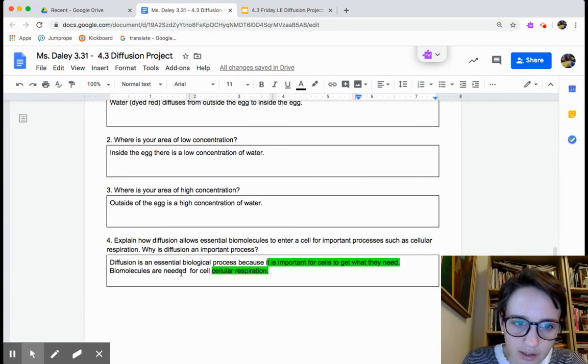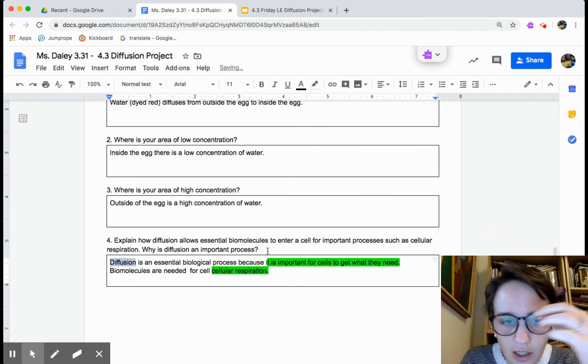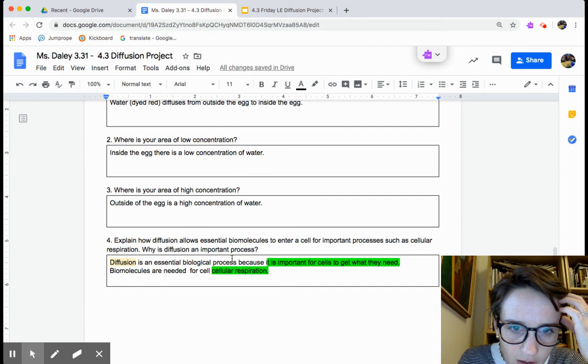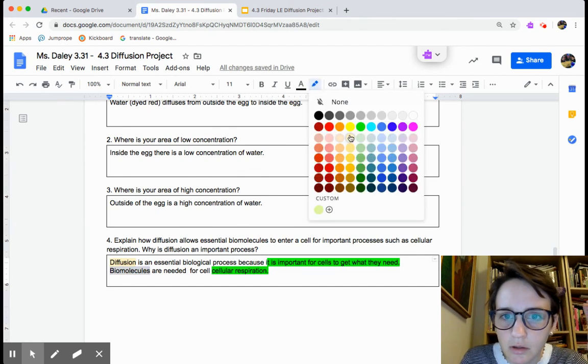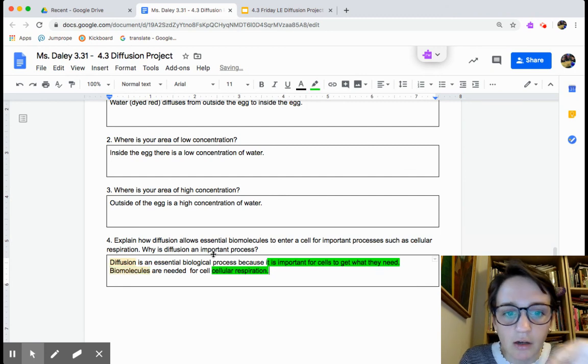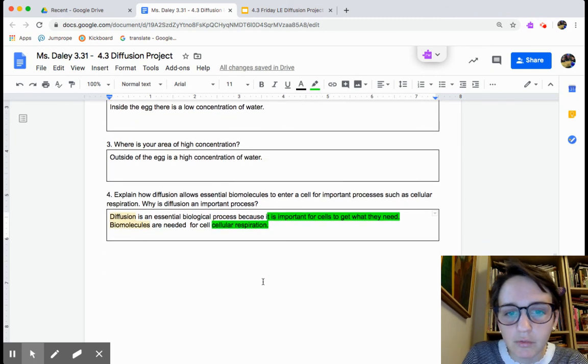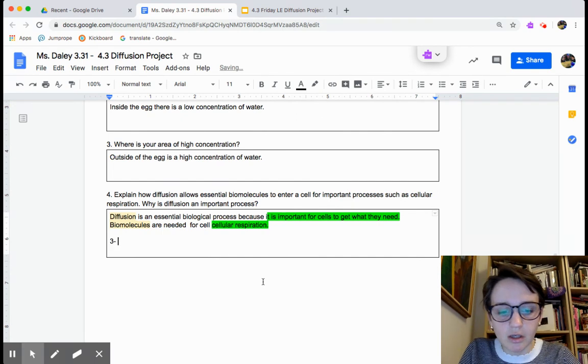All right, I'm going to go look up here again. I'm going to look at explanation 4. So I have one vocabulary word here. I'm going to go ahead and highlight it. Biomolecules, that's a vocab. Cell respiration would be one. Okay, so I have 3. Let's see, I have 3 vocabulary words.